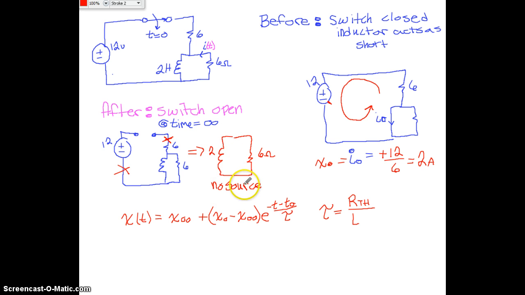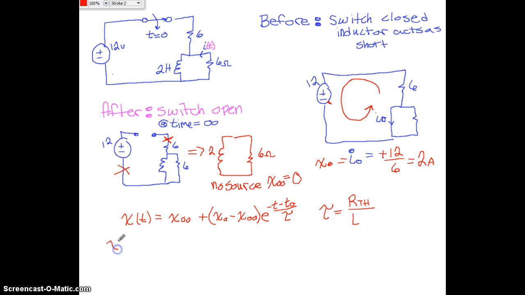As you can see, there's no source to this, which means that there's no current, especially if this is for an infinite amount of time. The inductor is going to lose all the charge that's in it. So we're going to have the x infinity, or I infinity, is equal to 0 because it's not going to have any charge on it and there's no source. So we can go ahead and plug those in now.